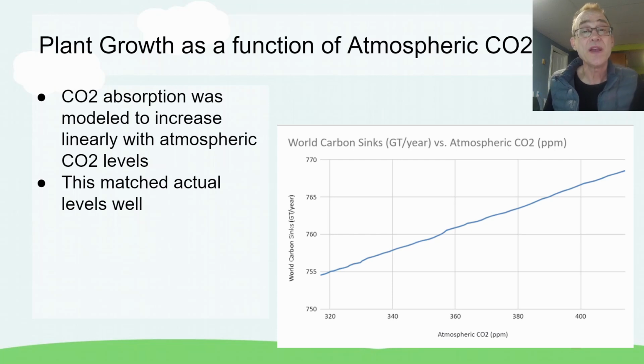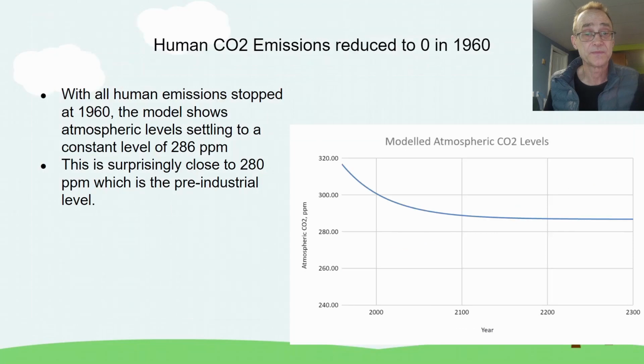On the Earth, plants went from converting 755 gigatons to 768 gigatons of carbon dioxide per year into plant biomass. This is an increase of 13 gigatons per year. Let's see how the model works with some alternate scenarios. If all human emissions stopped in 1960 going forward, the model shows that atmospheric levels would settle to a constant level of 286 parts per million. This is surprisingly close to 280 parts per million, which is what carbon dioxide levels were before human emissions from burning fossil fuels.